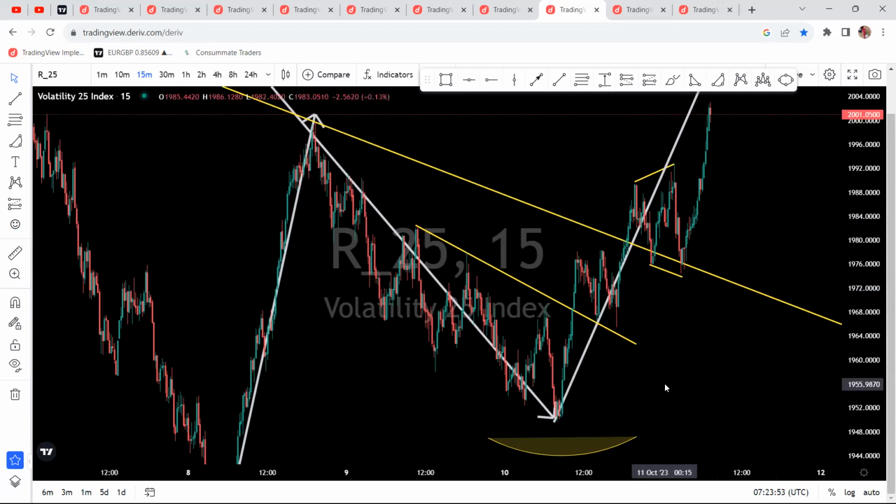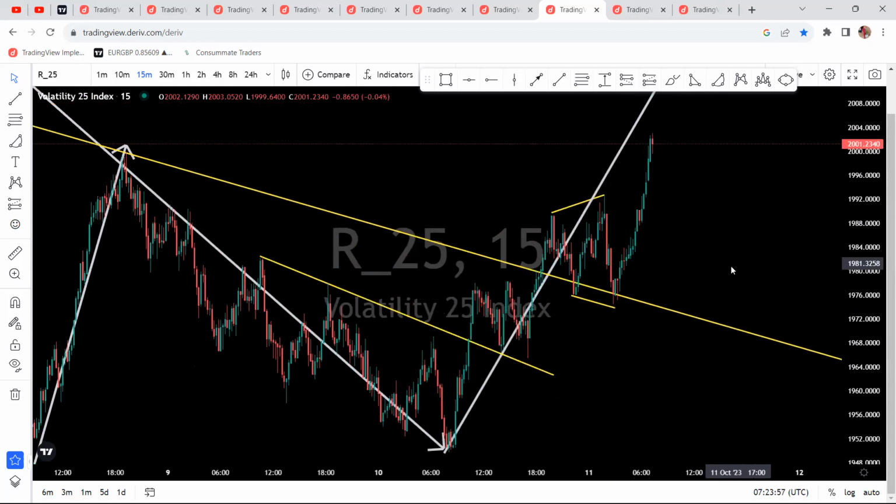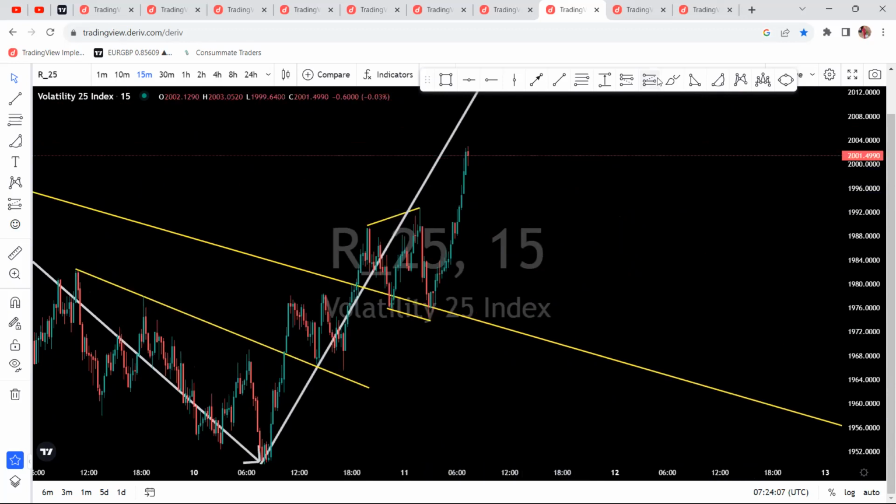Okay, all right, so the market is still pushing up. So the next thing we can expect is a corrective structure for another up move. So watch it very closely because it's coming. Okay, it's coming.